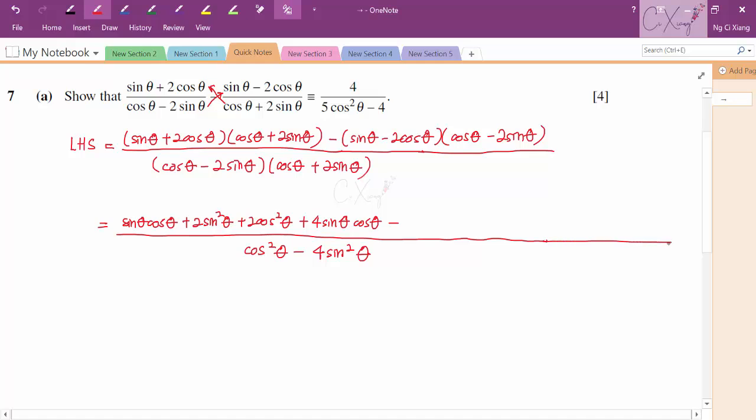So for this second part, when I expand it, eventually I will get something like this, sin theta cos theta minus 2 sin square theta minus 2 cos square theta, and also plus 4 sin theta cos theta. So this is the expansion after I expand the second part. Okay, so next step.